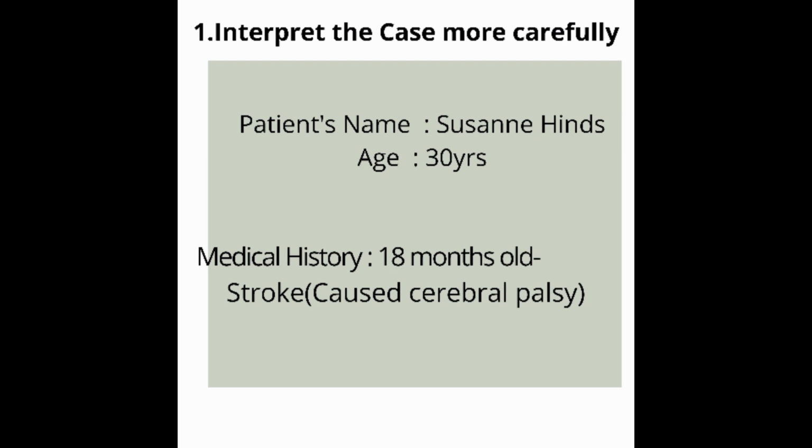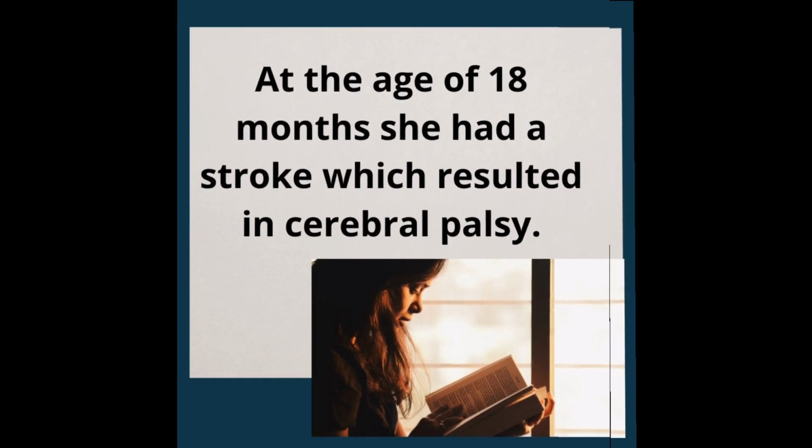We will understand how to interpret the case note by using an example. From the case note, I chose 3 pieces of information: the patient's name, Susanne Hinz, age 30 years, and her medical history, which says 18 months old, stroke caused cerebral palsy. Now let's see how to interpret this. At the age of 18 months, she had a stroke which resulted in cerebral palsy. So please remember, correct interpretation is extremely necessary for letter writing.